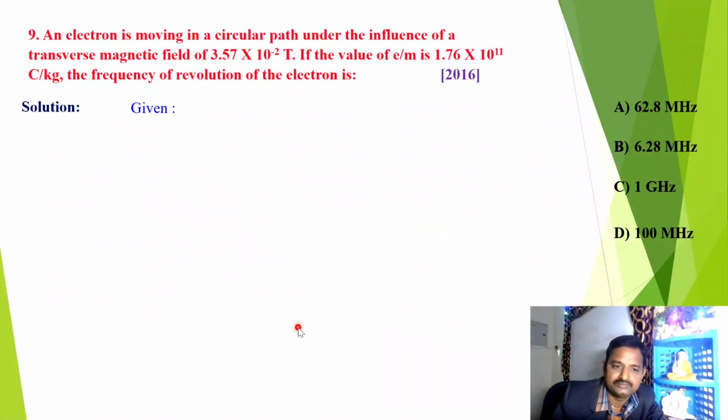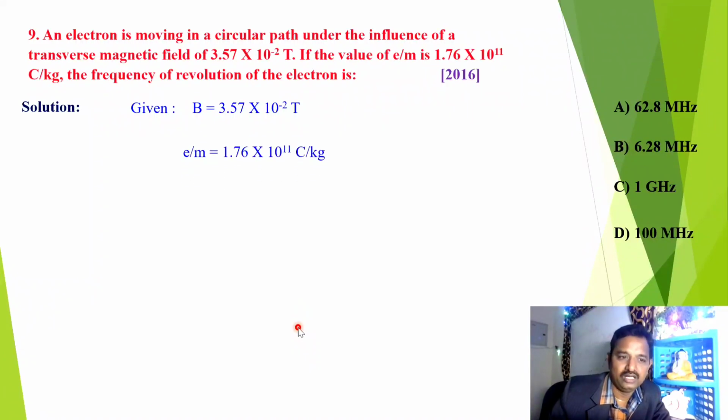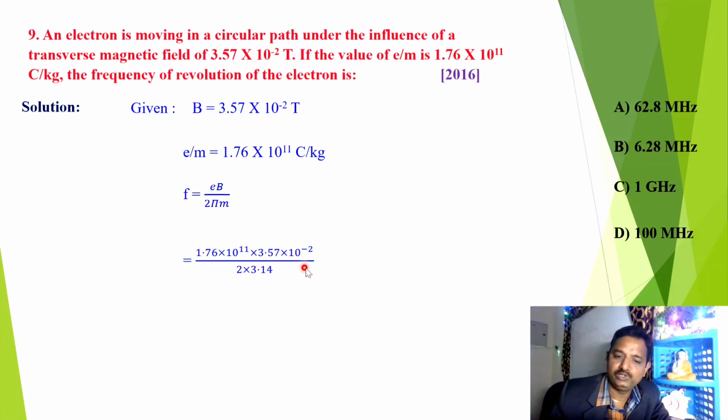First we will write the given data. Given strength of the magnetic field is 3.57 into 10 power minus 2 Tesla and value of e by m is 1.76 into 10 power 11 coulomb per kg. So here the formula for frequency is f is equal to eB by 2 pi m. Now I will substitute e by m as 1.76 into 10 power 11, B given 3.57 into 10 power minus 2, and 2 pi, that is 2 into 3.14. Here I will take approximate values.